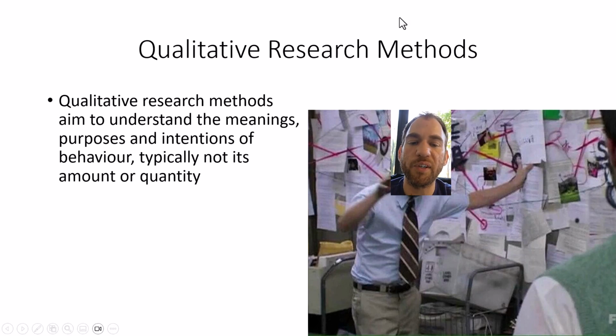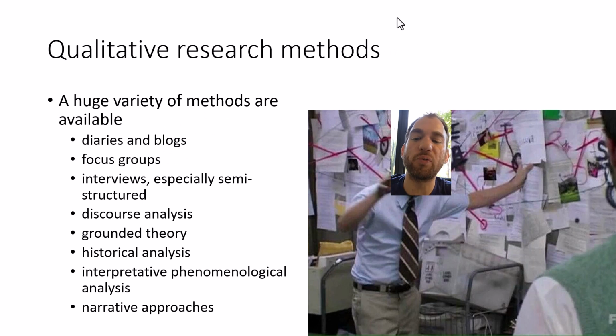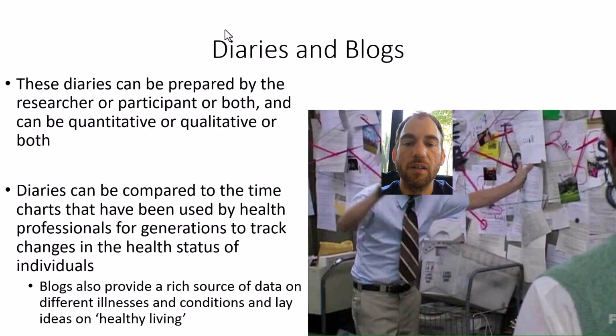Moving on to qualitative research methods, as we've already stated, they aim to understand the meanings, purposes, and intentions of behavior, typically not necessarily just the amount or quantity of a behavior. There's a huge variety of methods available. They include focus groups, diaries, blogs, grounded theory, historical analysis, and narrative approaches. Diaries and blogs. Diaries can be prepared by the researcher or participant or both, and they can also be quantitative or qualitative or both. As I said before, the dichotomy between quant and qual can be a little fuzzy, but it's fine.